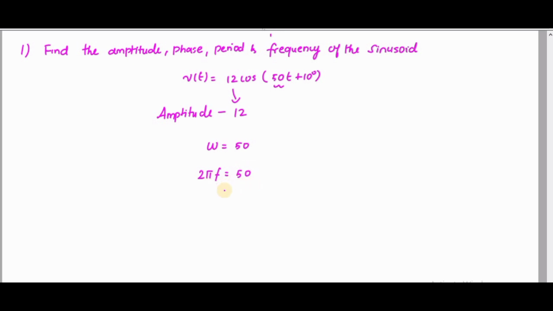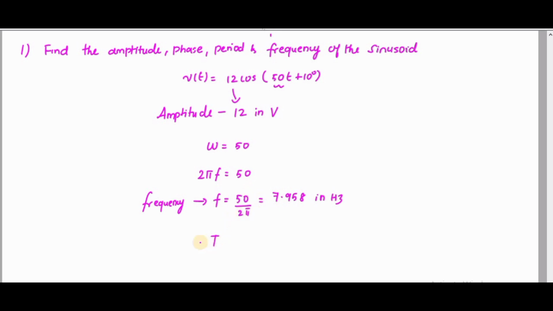So what is f? f is equal to 50 divided by 2 pi. So the answer is 7.958. This is your f. f stands for frequency, and it is usually measured in hertz. Amplitude is measured in terms of voltage, volt.